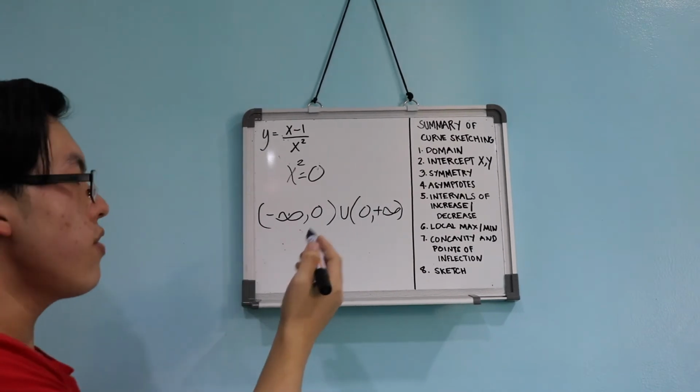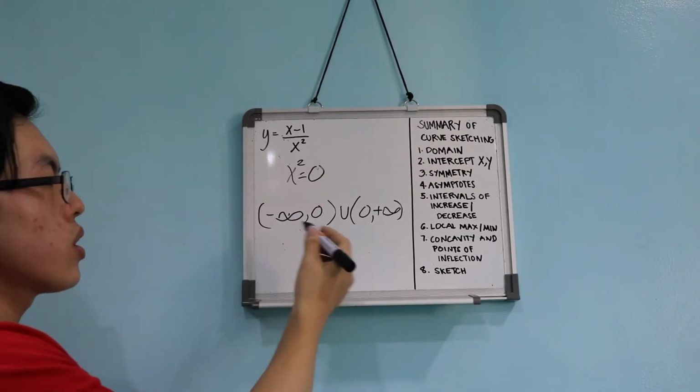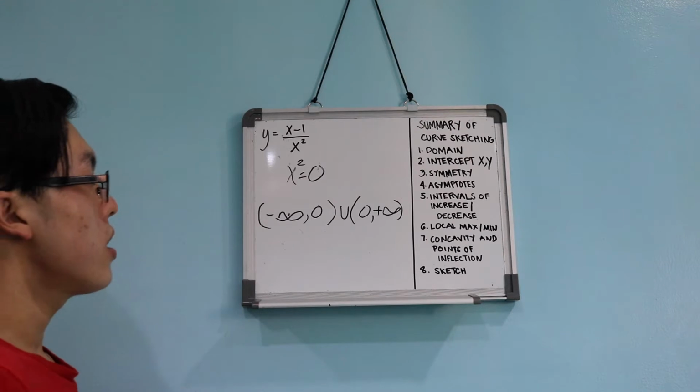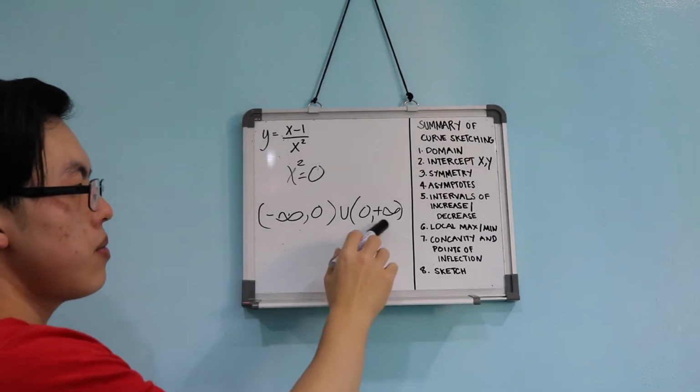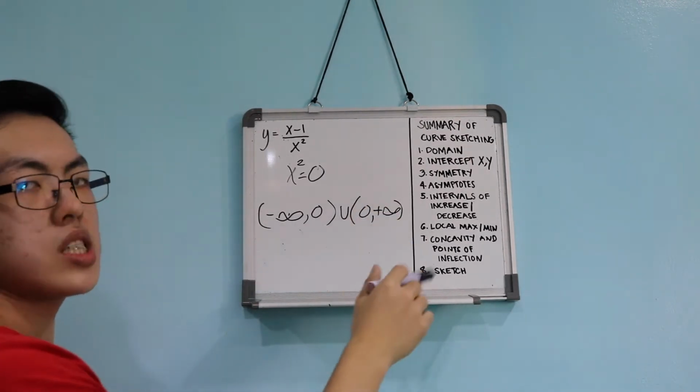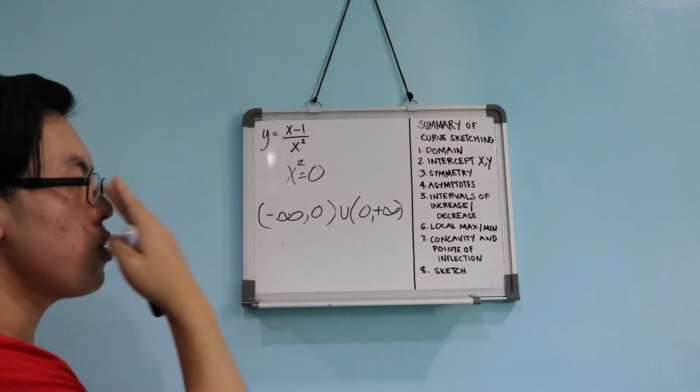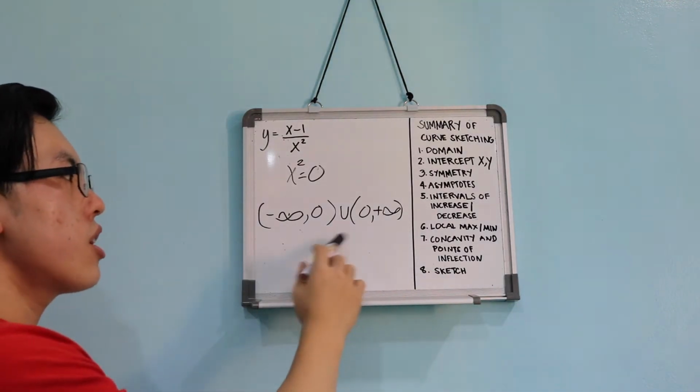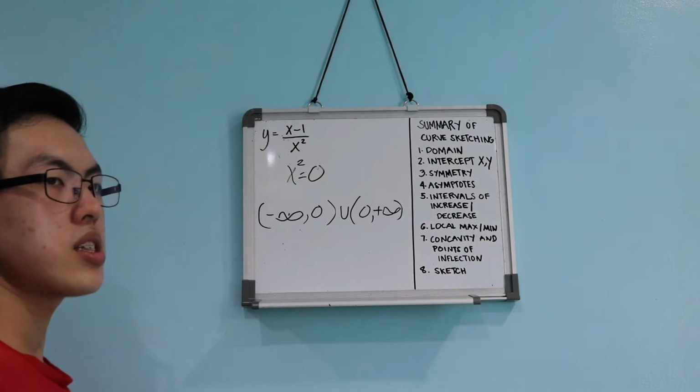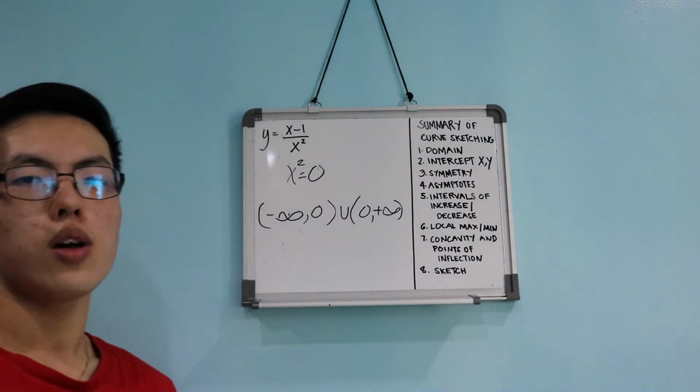And from negative infinity to 1, it is the domain. And from 1 to positive infinity, it is also the domain, except the value 0, because 0 makes the function undefined.